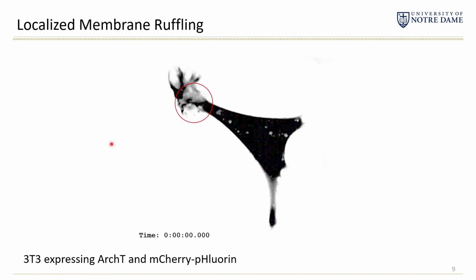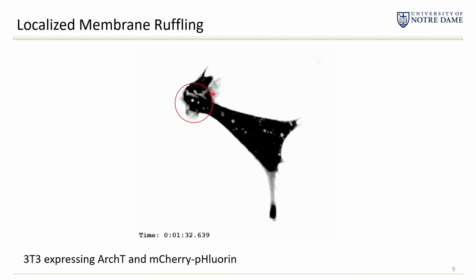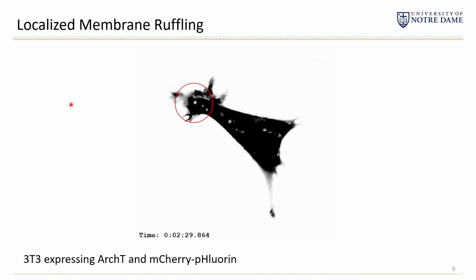As I play this video, you'll notice that, first off, this is a 3T3 cell expressing ArchT and mCherry-fluorine. You'll notice that upon stimulation only in the red stimulation region, there's an initial retraction of the membrane, but at about 60 seconds, we have induced membrane protrusions and cytoskeleton remodeling. You'll also notice that these induced protrusions are not seen on the other sides of the cell, and this induction of membrane protrusions in or near the stimulation region continues for the course of the 2.5-minute experiment.